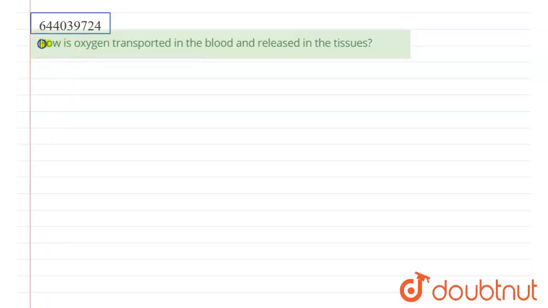Question is, how is oxygen transported in the blood and released in the tissue? So here in this question, it is asking us about the oxygen transport, how it is transported throughout the body and reaches each and every tissue of our body. So what are all the things which help in carrying the oxygen in the blood?